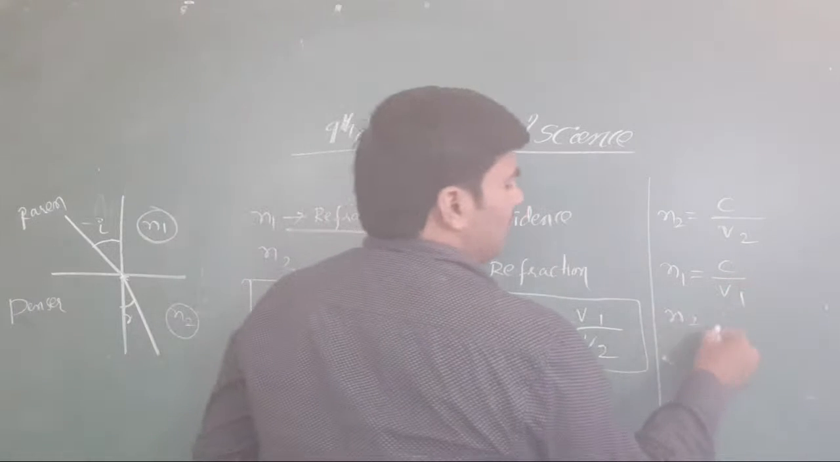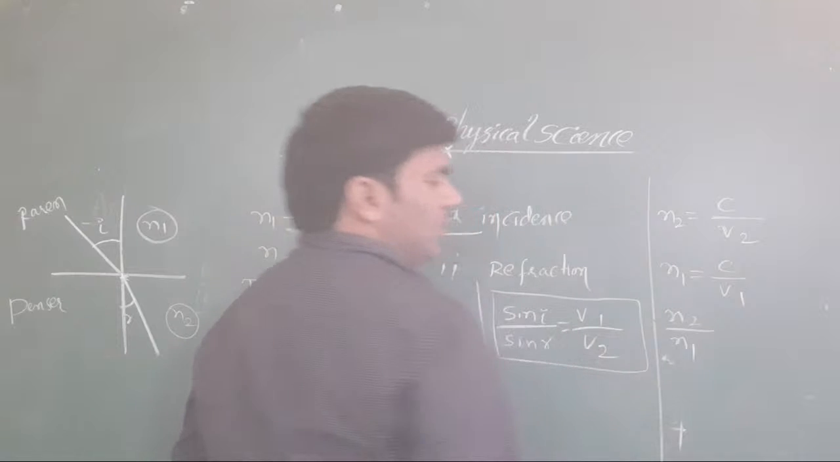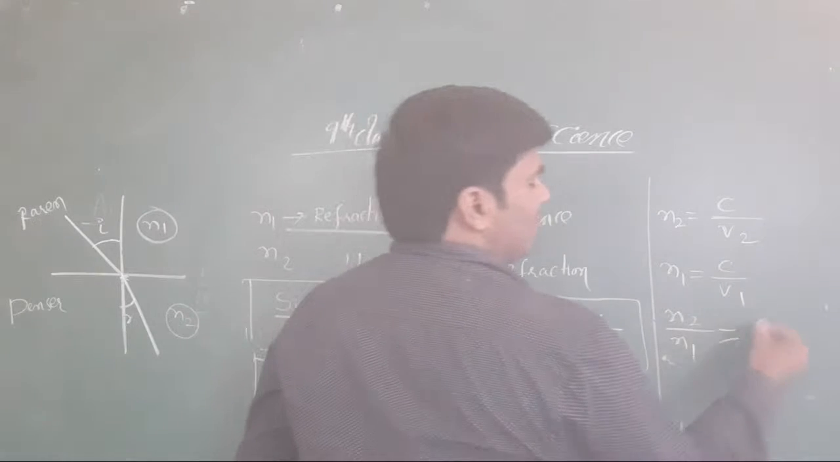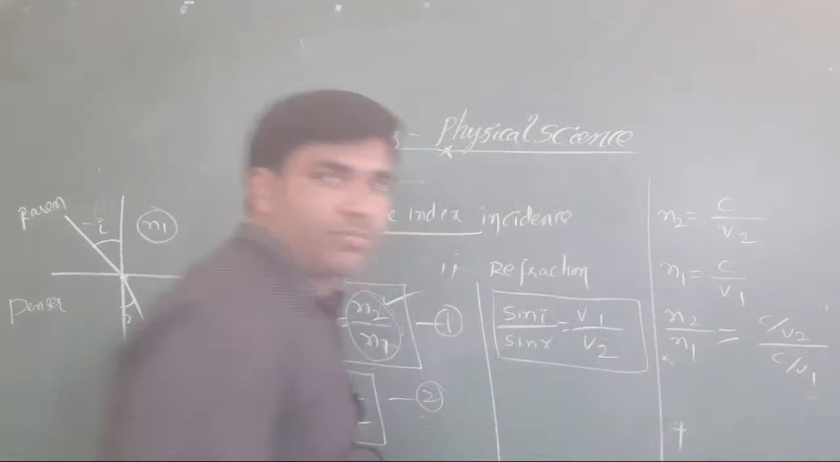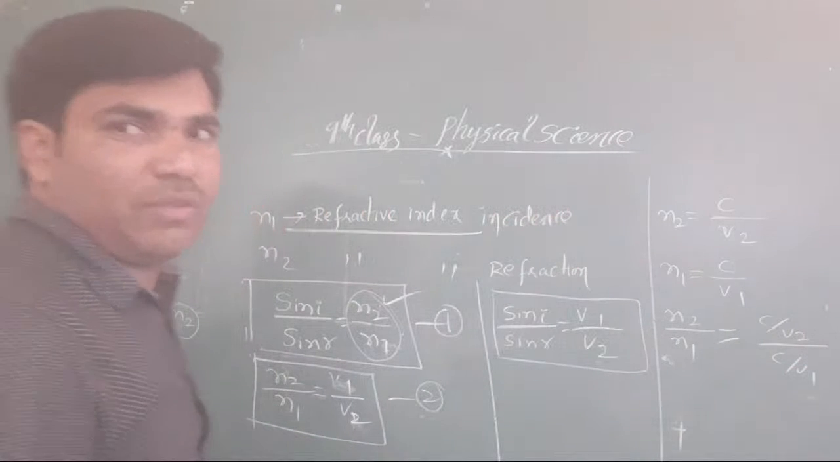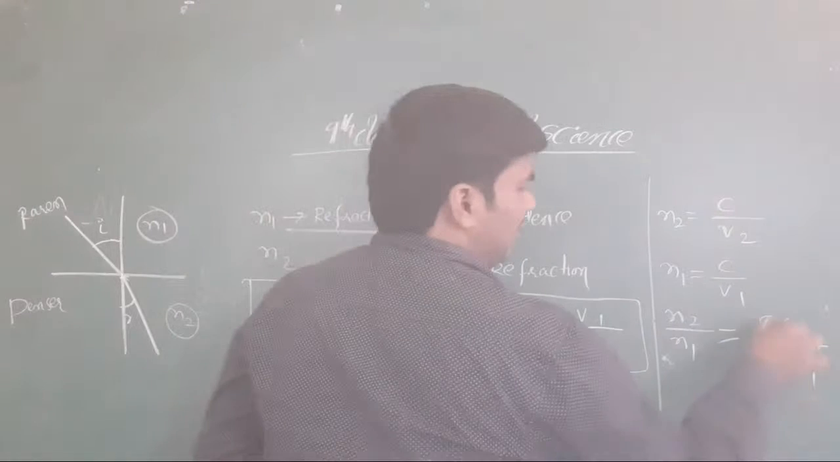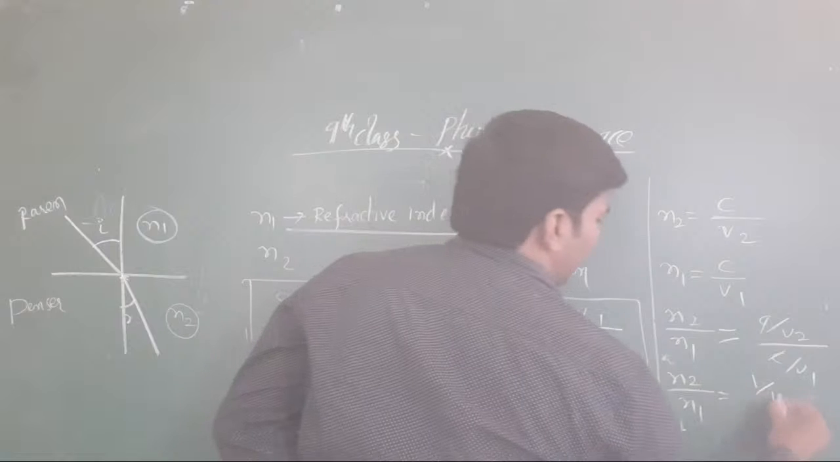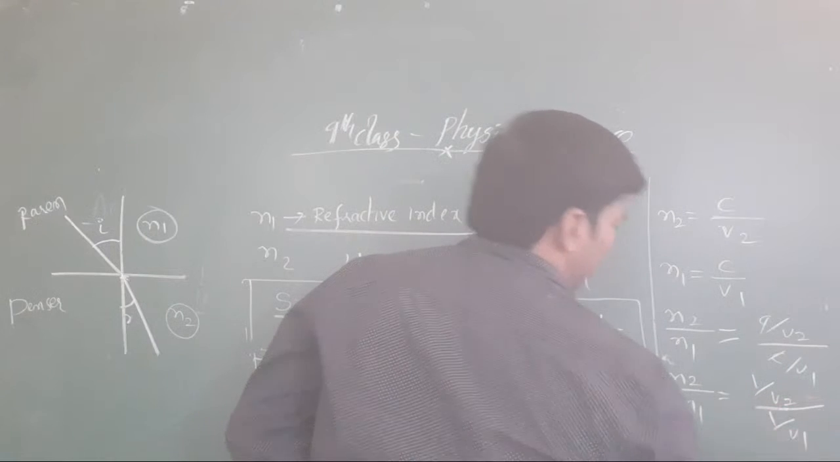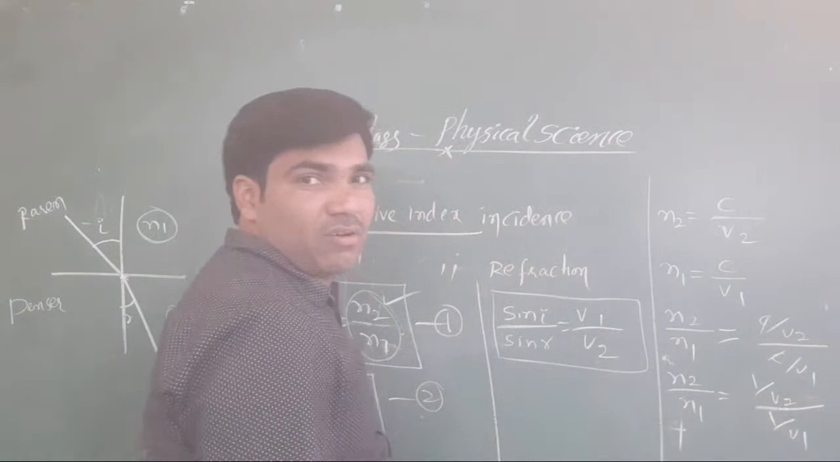N2 by N1 becomes what actually now? It is also written as C by V2 by C by V1. Now C and C cancel each other. So N2 by N1 is equal to 1 by V2 by 1 by V1. Got it or not, all the students?